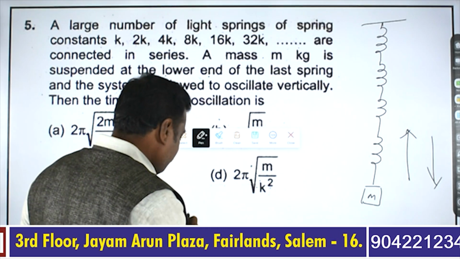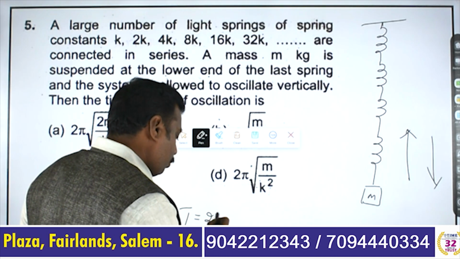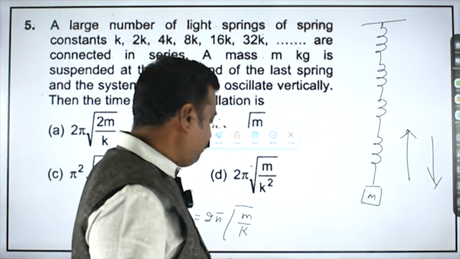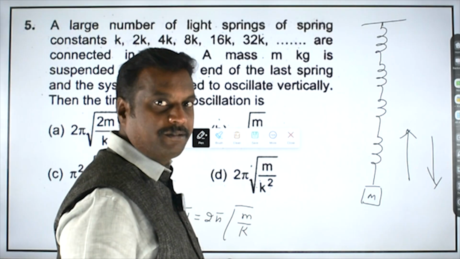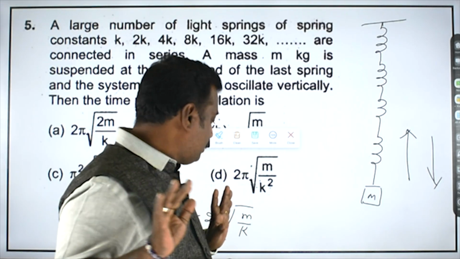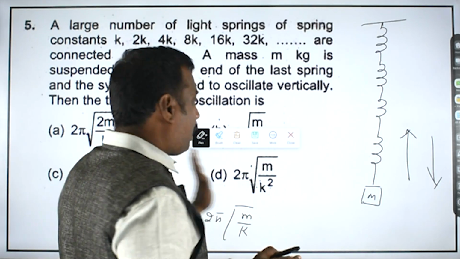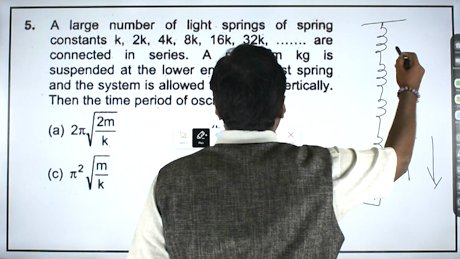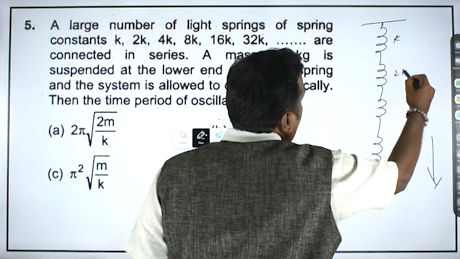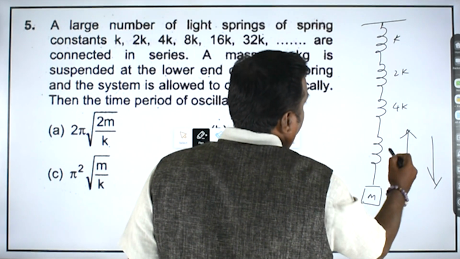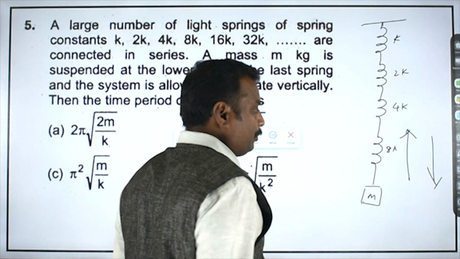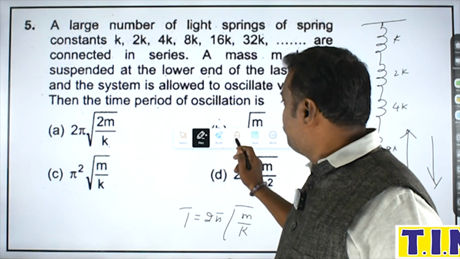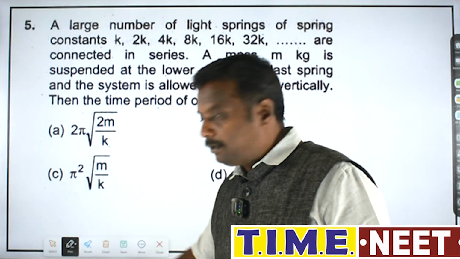So generally we know the time period of a spring, T is equal to 2 pi root of m by k, which is similar to T is equal to 2 pi root of L by g, I'm saying. m by k. So you are clear with this. Now m by k we know. Will it change here or not? Of course, it changes when the mass is attached. Now the spring constants are k, 2k, 4k, 8k, of course 16k, 32k, all are there. But they are all connected in series, not parallel.